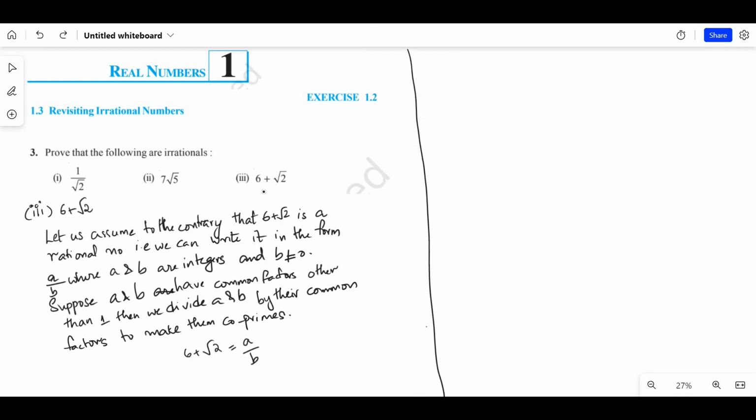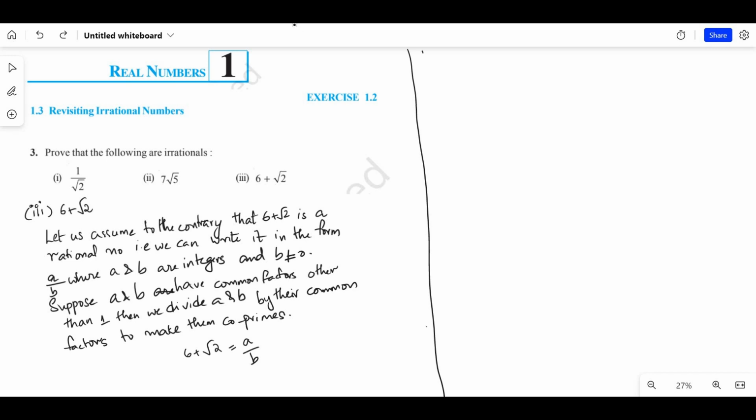All these problems are solved in the same manner. So let us assume to the contrary that 6 plus root 2 is a rational number. That is, we can write it in the form a by b, where a and b are integers and b not equal to 0. Suppose a and b have common factors other than 1, then we divide both a and b by their common factors to make them co-primes. So 6 plus root 2 can be written in the form a by b.